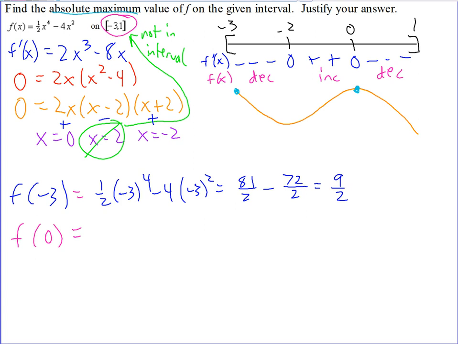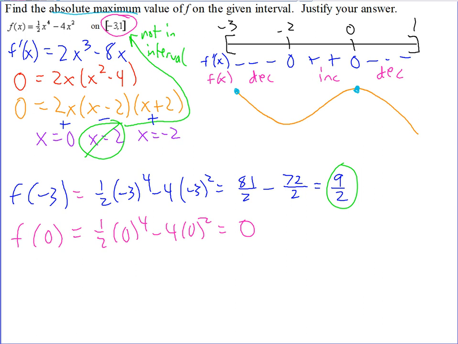Well, if we plug in 0, you can see what's going to happen. 0 is going to wipe everything out, giving you 0. And you can see 9 halves is greater than 0. So that is our maximum value there. But it says on the given interval and justify your answer.